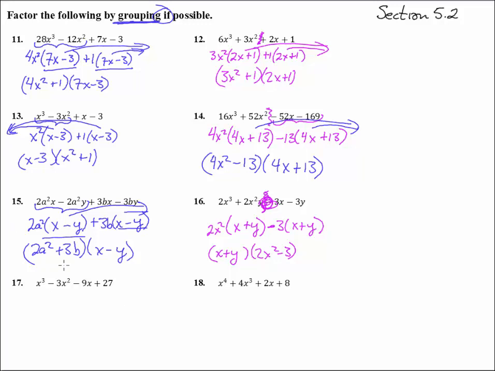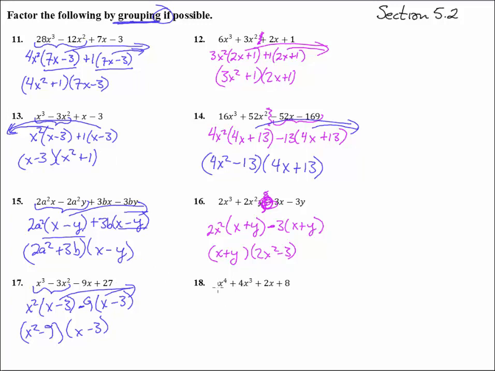Number 17. What do we have here? We can pull out an x squared, and we're left with x minus 3. And then we can pull out of a 9 and a 27. It looks like we can pull out a 9. Better pull out this negative, so we get an x minus a 3. Pull this out this way, and we're left with x squared minus 9 times x minus 3. A couple lessons will teach you how to do that, so this can actually keep going down further. But we're going to just stick to grouping right now.